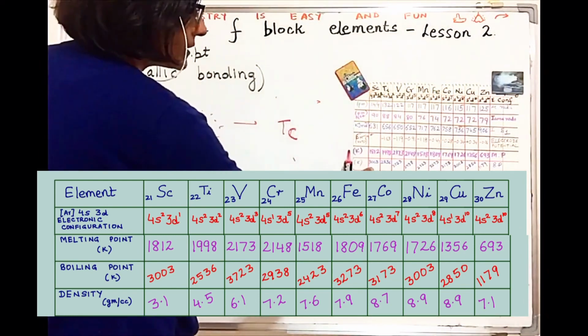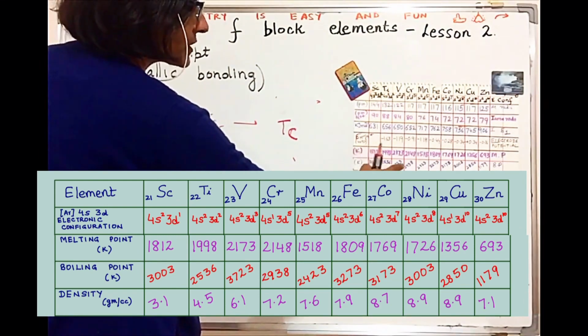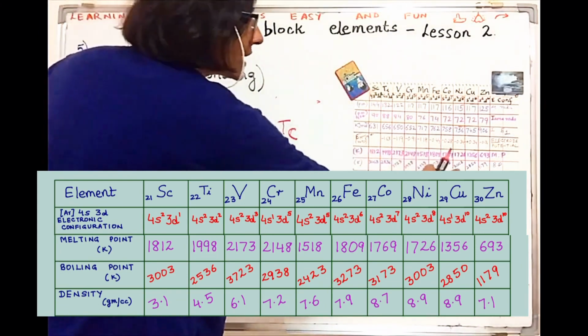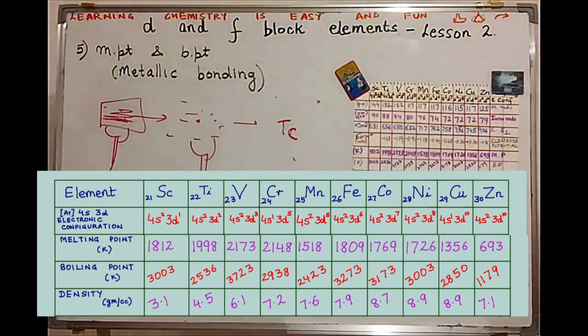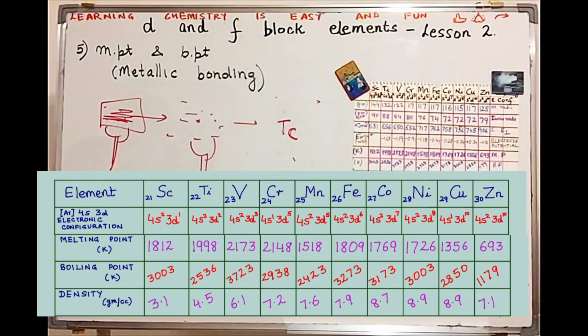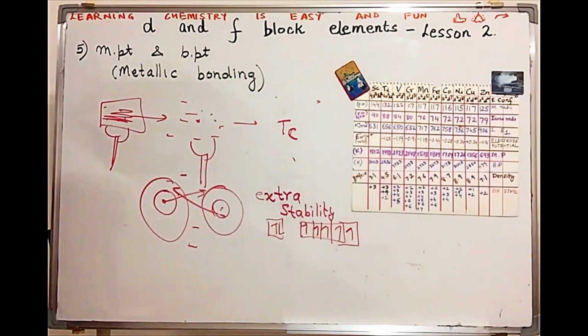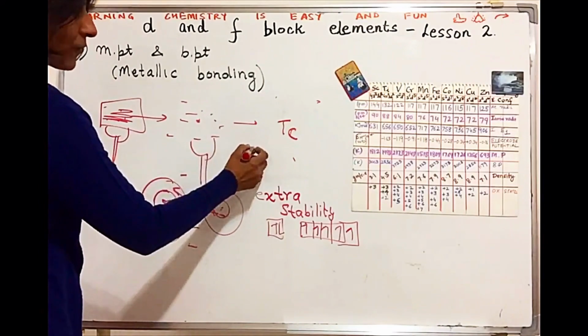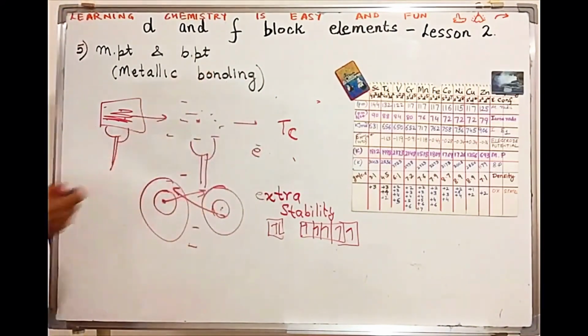Come to boiling point. Again, 3003, 2536, 3723. Again, there is a variation and there is an increase in the boiling point. Yes, there are anomalies, one or two at certain places, but those can be explained on the basis of their electronic configuration, the difference in their electronic distribution. This is where the transition metals or transition elements are slightly different from the s and the p block.